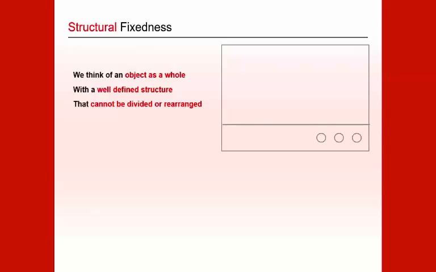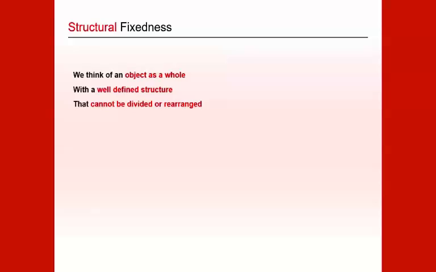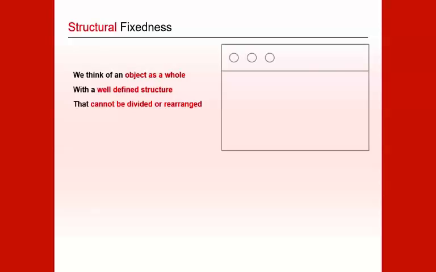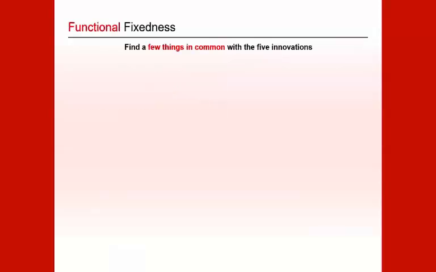Now let's say I would draw the following thing. What is this? This would probably be, say, a dishwasher or an oven, but it's probably not a television. The fact is that it's just an upside down television. Structural fixedness is a tendency to think of an object as a whole with a defined structure. Move to the second part, which is the functional fixedness.